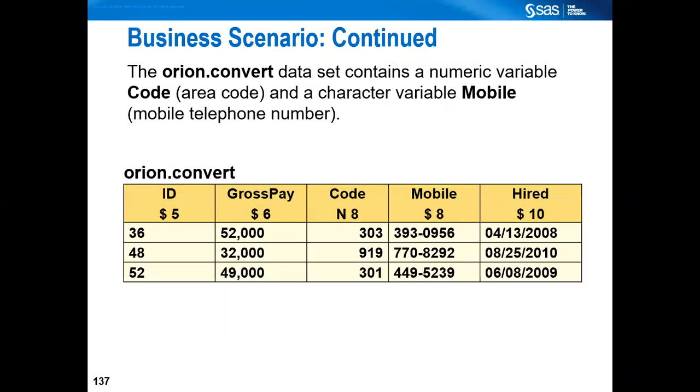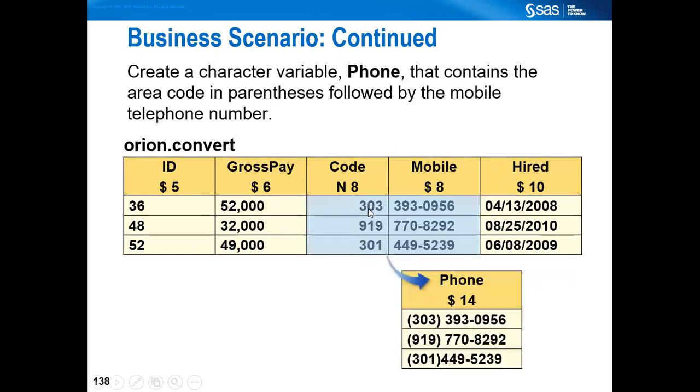Now let's continue. We have already done the changes for ID, gross pay and hire date. Now it's left with code and mobile, which you need to combine into a single column, phone, where the numeric values will be converted to character. So you have to convert a numeric column to character, and this results in this column, right? Just look into the slides. One sec, I'll be back.